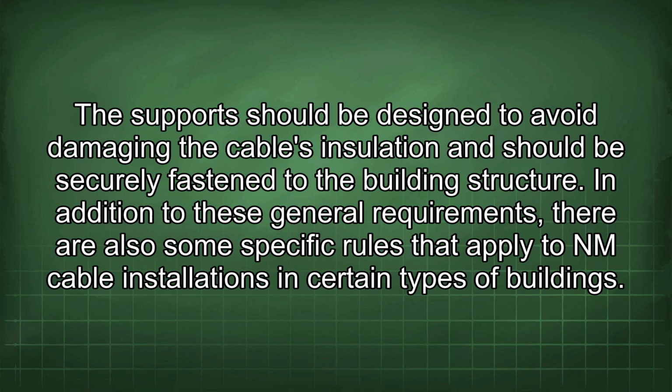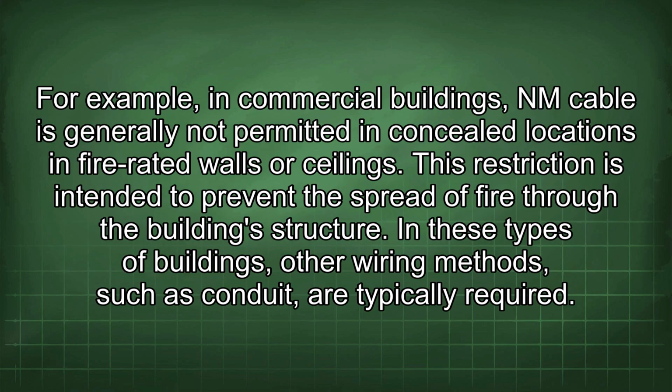In addition to these general requirements, there are also some specific rules that apply to NM cable installations in certain types of buildings. For example, in commercial buildings, NM cable is generally not permitted in concealed locations in fire-rated walls or ceilings. This restriction is intended to prevent the spread of fire through the building structure. In these types of buildings, other wiring methods such as conduit are typically required.